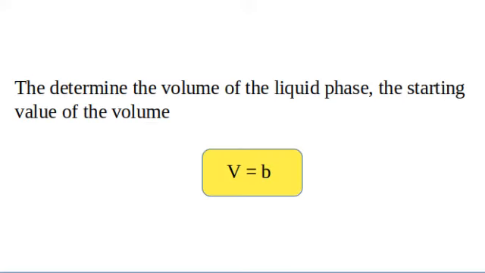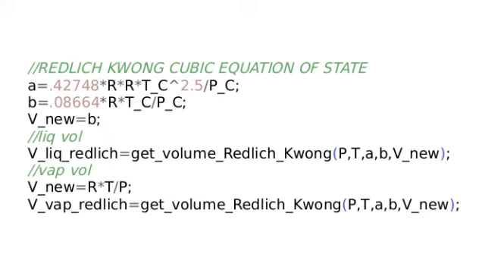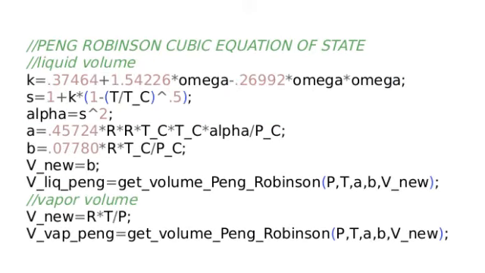One thing to note is that when you start the iteration, if you want to determine the volume of the liquid phase, then the starting volume will be taken as V equal to B. And for the vapor volume, the initial volume for the iteration will be V equal to RT by P. Here the liquid volume and vapor volume are calculated for the Redlich-Kwong equation. The codes are the same.